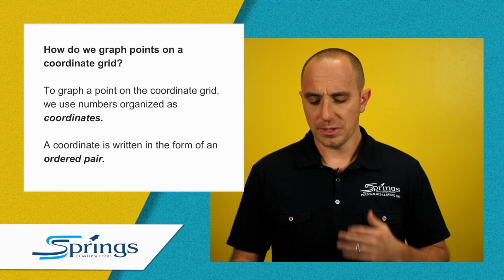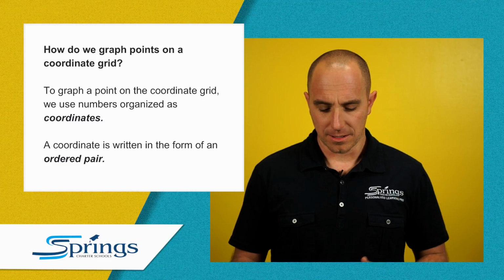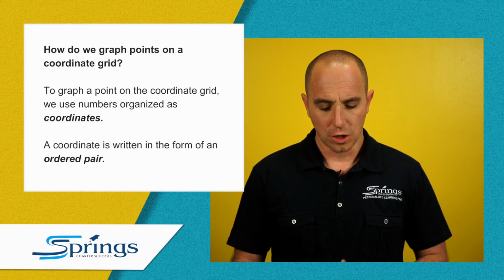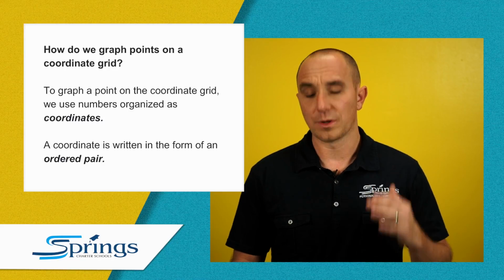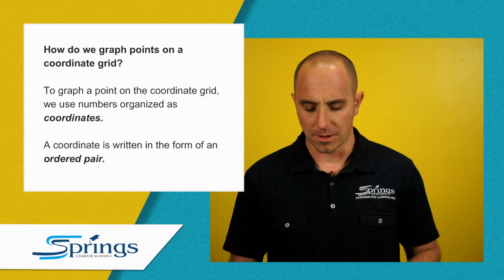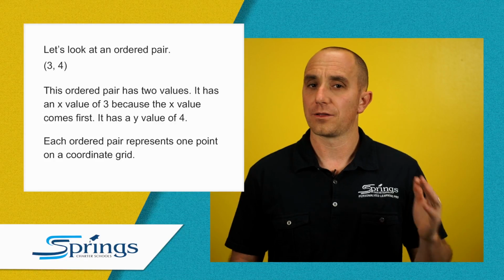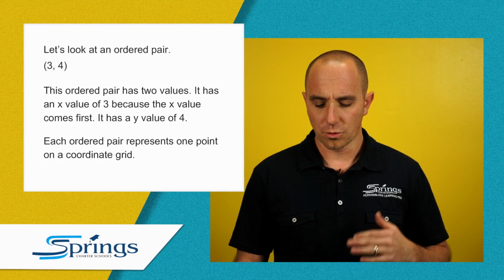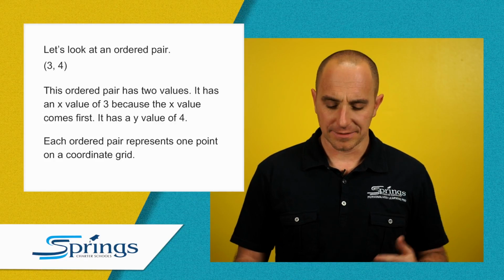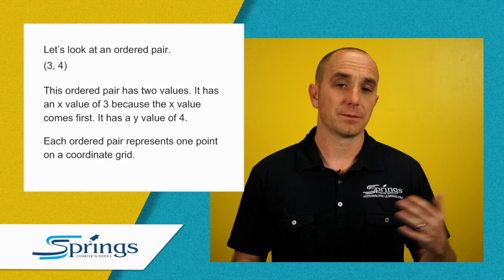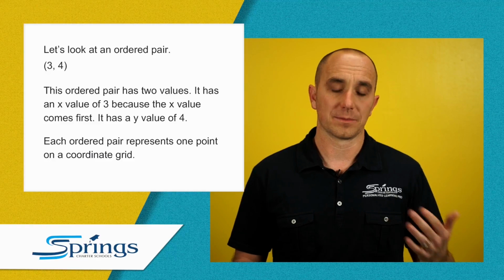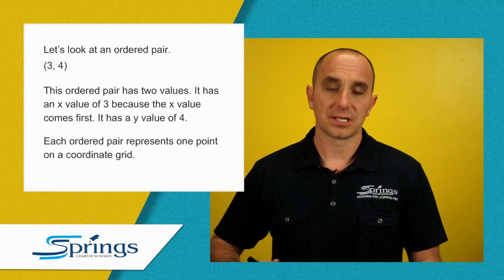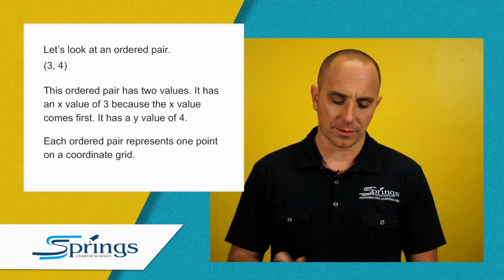All right, so how do we graph points on a coordinate grid? To graph a point on a coordinate grid, we use numbers organized as coordinates. A coordinate is written in the form of an ordered pair. We talked about that before. So let's look at the ordered pair 3, 4. This ordered pair has two values. It has an x value of 3 because the x value comes first, and it has a y value of 4 because the y value comes second. Each ordered pair represents one point on a coordinate grid.